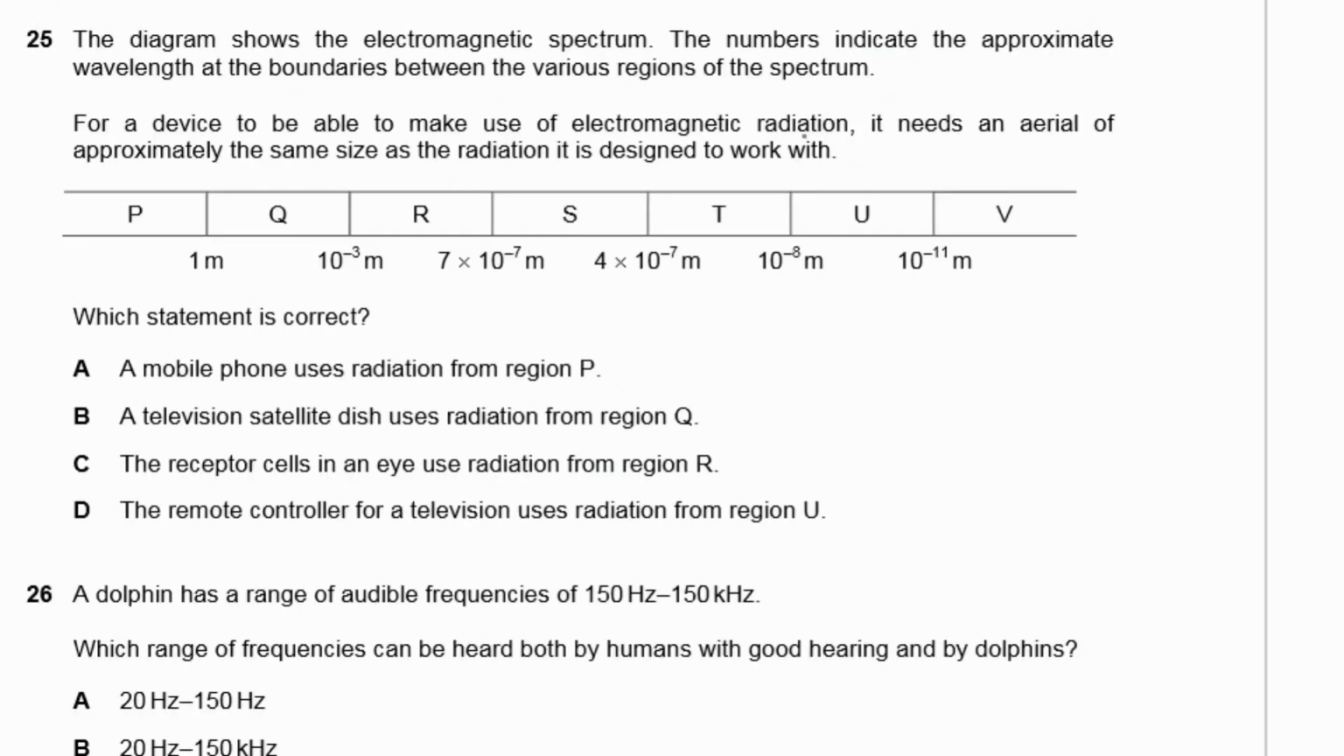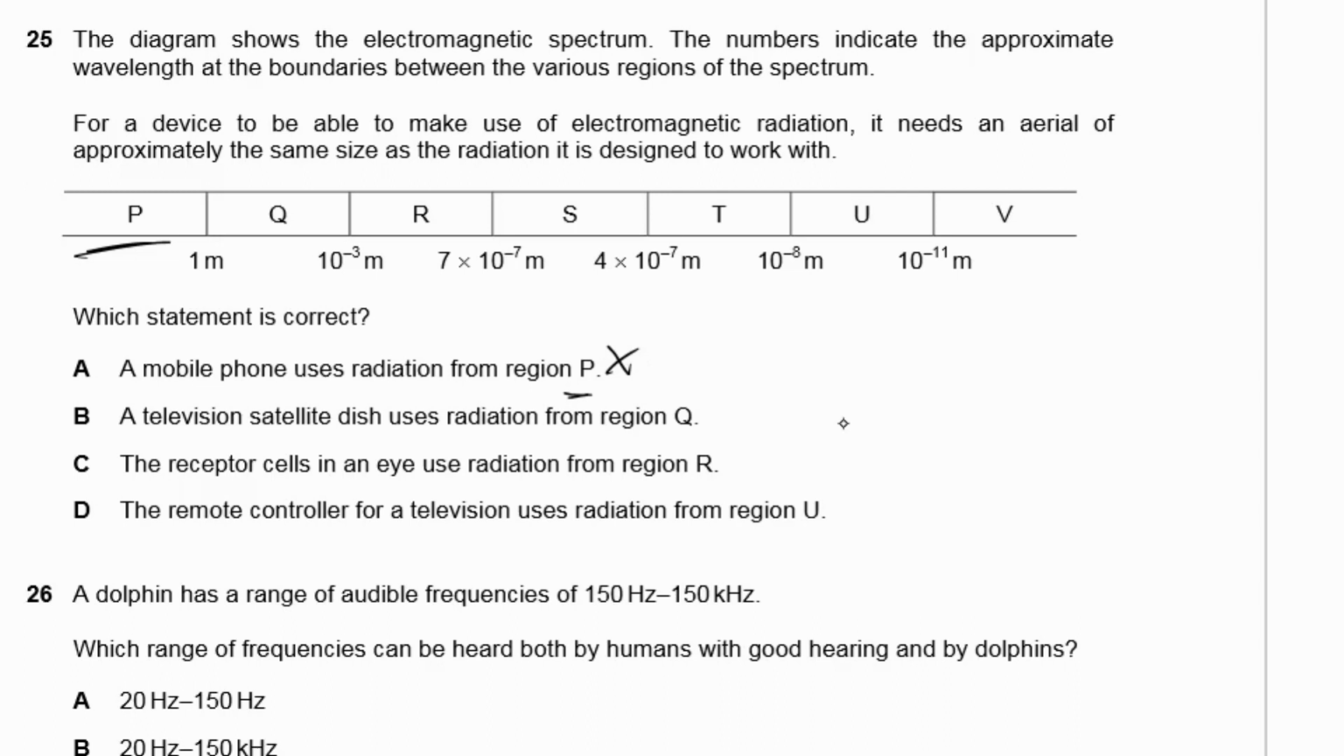There we go. Question 25. The diagram shows the electromagnetic spectrum. The numbers indicate the approximate wavelength at the boundaries between the various regions of the spectrum. For a device to be able to make use of the electromagnetic spectrum, it needs an aerial of approximately the same size as the radiation it's designed to work with. Alright, which statement is correct? Well, a mobile phone uses radiation from region P. That would mean your mobile phone would have to have a little bit sticking out of it that's about a metre or larger. That would be quite awkward to hold in your trousers.